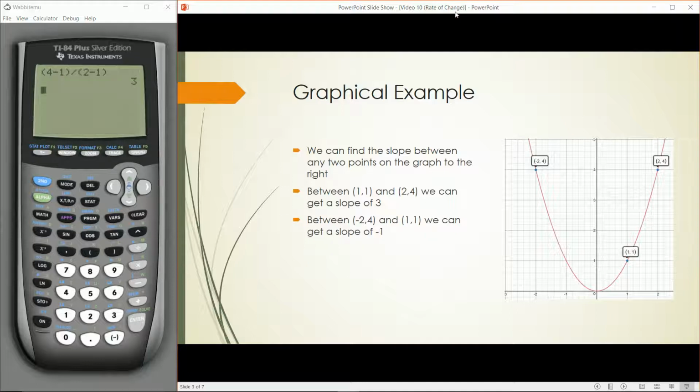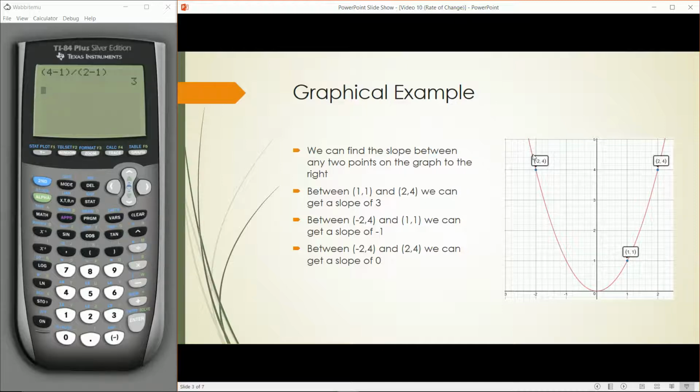If we look between (negative 2, 4) and (1, 1), we get a slope of negative 1. And between (negative 2, 4) and (2, 4), we get a slope of 0. Now, those all seem completely arbitrary and have no meaning, right? Well, actually, it does tell you a little something.